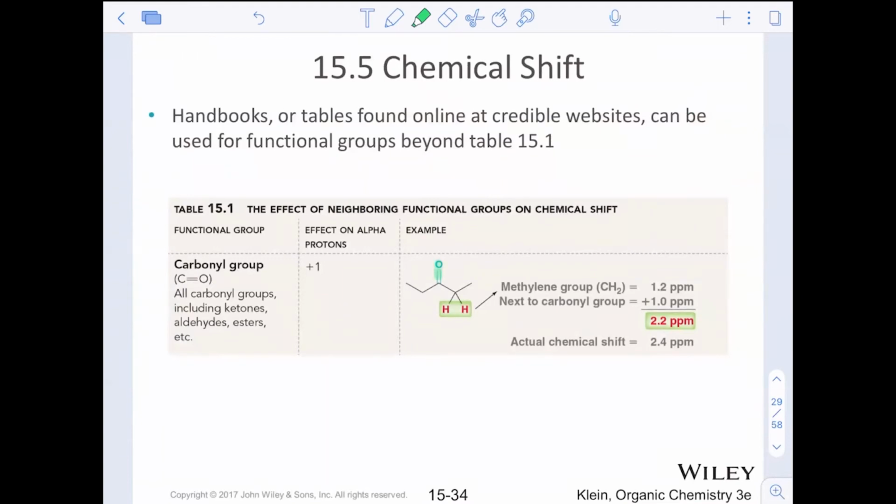Carbonyl group, if you just have a simple carbonyl group, that could be the carbonyl group adjacent to your protons of an ester, an amide, a carboxylic acid, whatever. You're closer to the carbonyl group. Those CH2 groups will be adding 1. So this chart is really helpful to identify what types of shifts to expect.